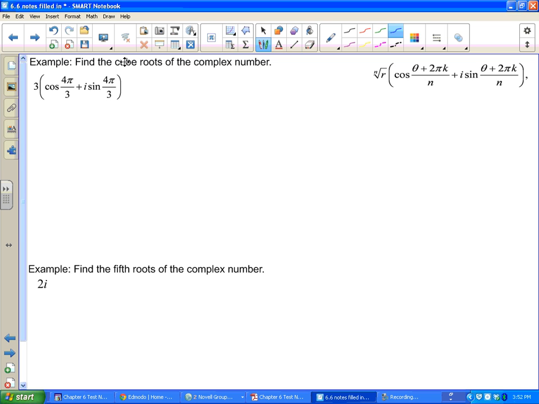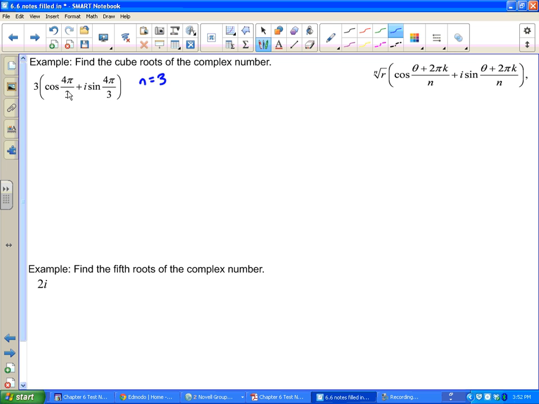So we are finding the cube roots of the complex number. Cube roots, that's the third root. That tells me that my n is going to be 3. The square root would have n equals 2, the cube root 3, the fourth root 4, and so on and so forth. That's this n that's in our formula over here, basically.